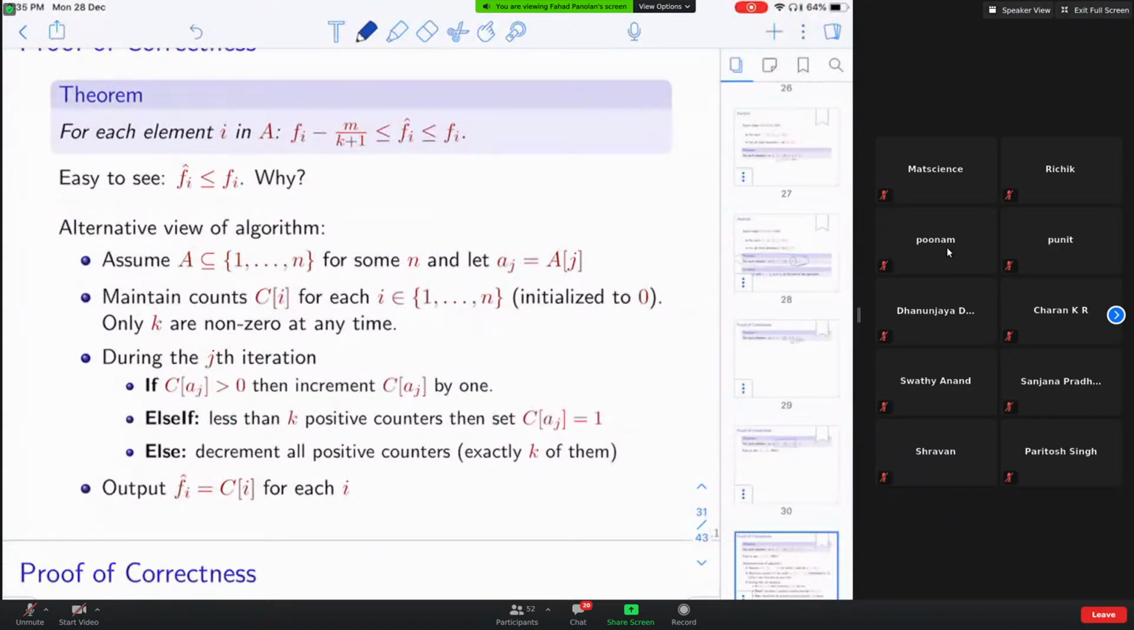Okay. Whenever the jth element aj comes, if the counter value C of aj is greater than 0, then you just increment that counter. Otherwise, suppose less than k counters among all the counters C1 to Cn are positive, then I just change C of aj to be 1, where aj equals a of j. And if that is not the case, there are k counter values which are positive, and C of aj is not among them, then what you do is you decrement all the positive counters by 1.